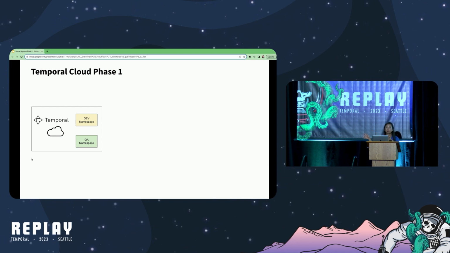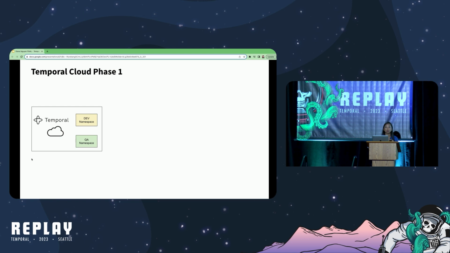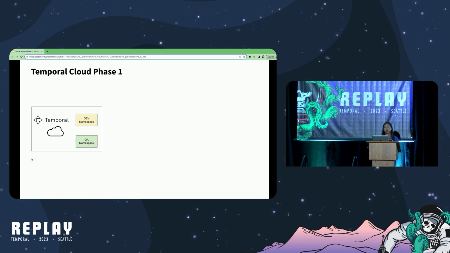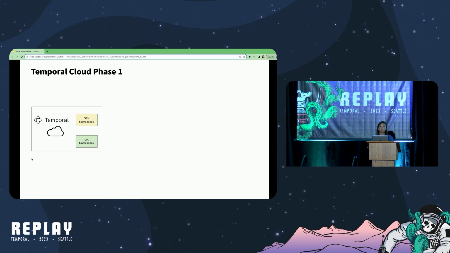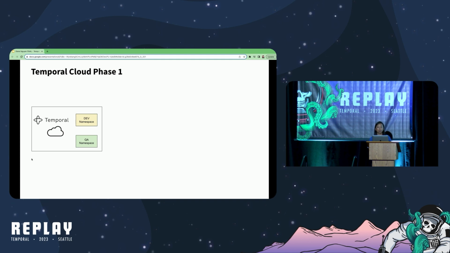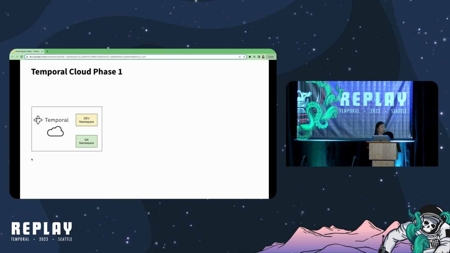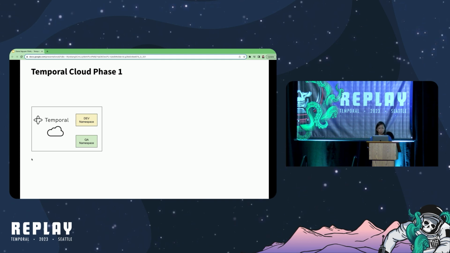And just as an FYI, we currently support 3 regions per environment, but learned that there's not really a hard limit on the number of namespaces you can have in Temporal Cloud. And I think namespaces are still tied to regions specifically for Temporal Cloud.